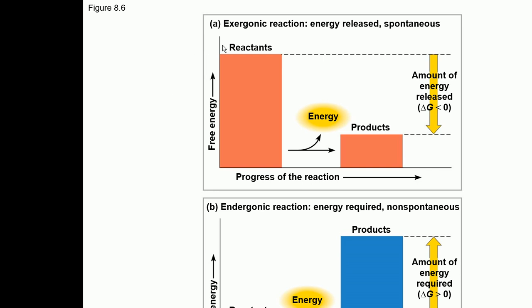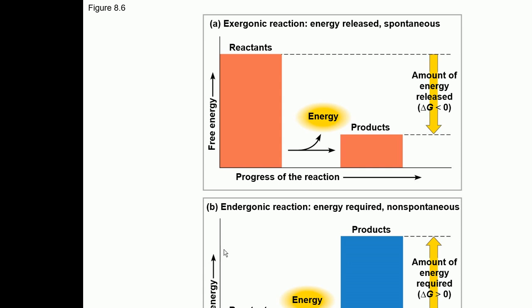This is an example of exergonic reactions. You can see here the reactants have high free energy. They have more energy in them, and they are going to form the products. And you can see here, these products have less free energy. So when reactants have more energy and they form products with less free energy, there will be a release of energy. These kinds of reactions are exergonic reactions.